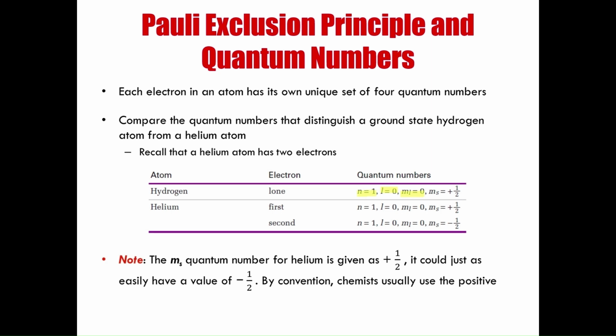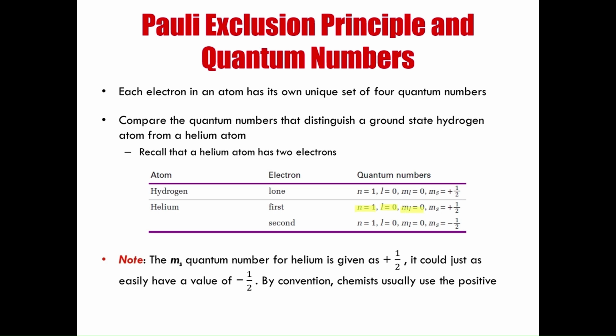I only have one electron, and so I'm going to note that one electron as MS equals positive 1/2. But if we look at helium, helium has 2 electrons. Again, helium is also an energy level 1, so N equals 1. It also only has one orbital, L equals 0, an s orbital. And the orientation again is ML equals 0.